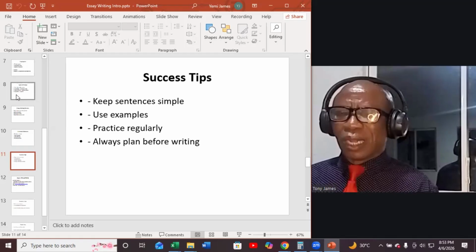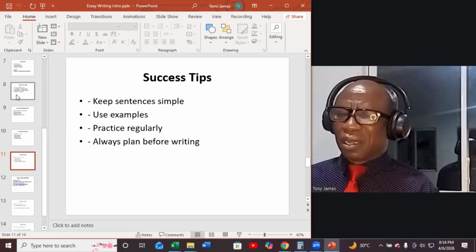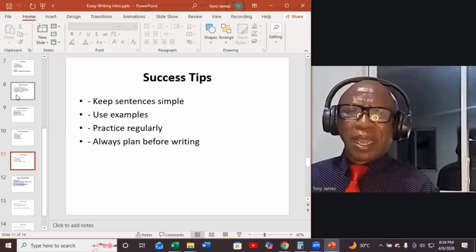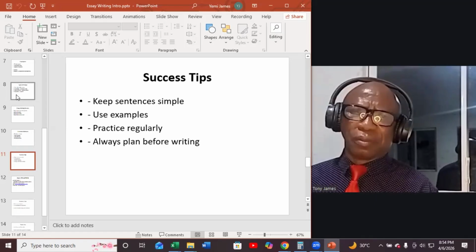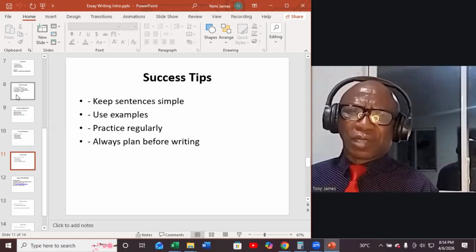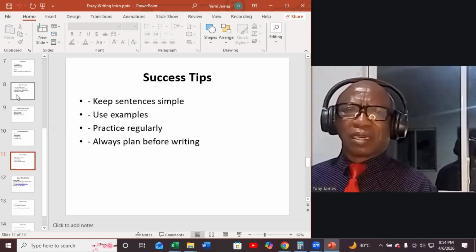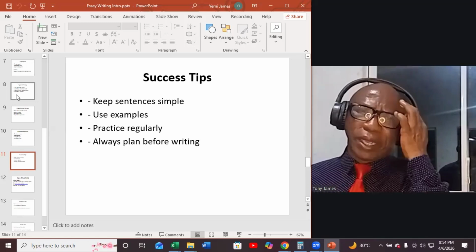Then practice regularly. Practice writing essays regularly. Don't make the essay you write in the exam your first essay. If you are going to the exam to write your first essay, you have failed before you start the exam. You must have been practicing the writing of essays several times before you get to the exam hall.